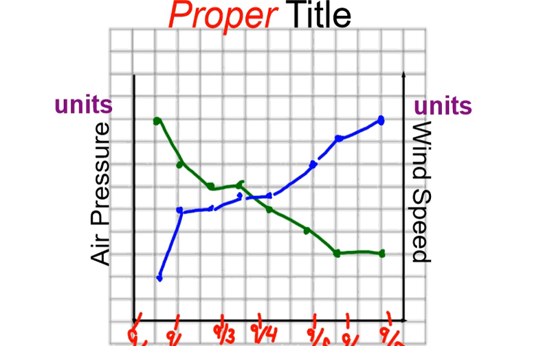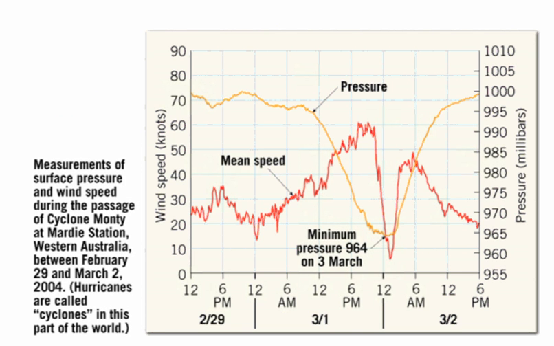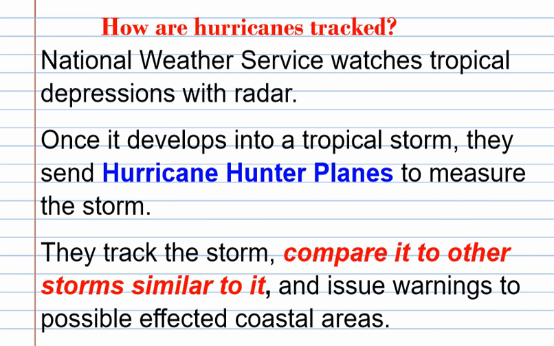All right, let's move on. So this is just the quick mock-up that I showed you in class yesterday. Title, units in air pressure, which would be your millibars, units in wind speed, which would be your knots. This graph was taken from your book. It looks like this is from a hurricane that happened in Western Australia. The pressure is in this golden color, and the wind speed is in this red color. And as pressure decreases and gets lower and lower, the wind speed obviously will increase. That is the pattern that we have been looking for.